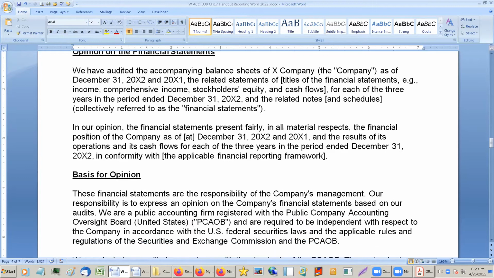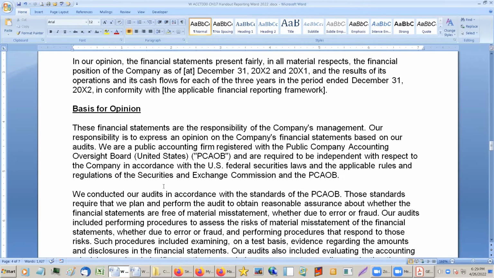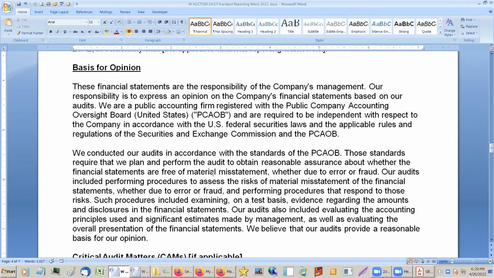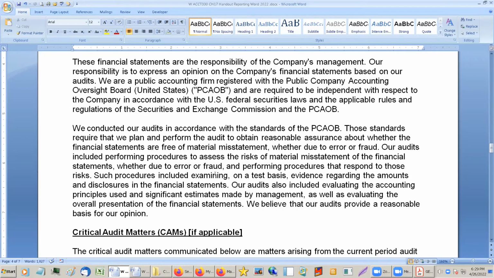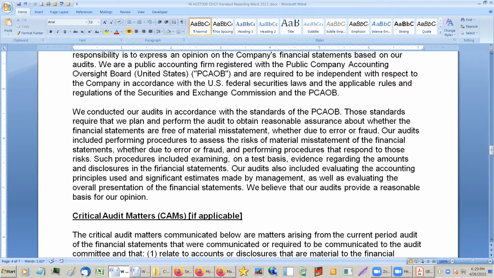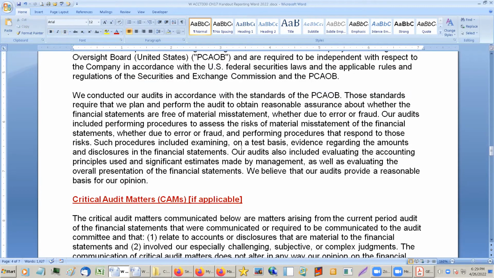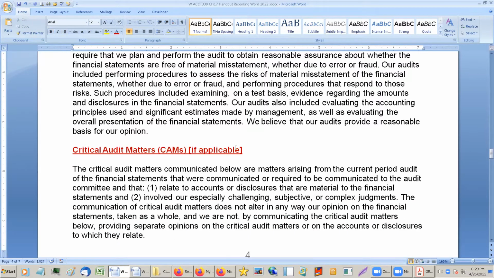Okay, kind of same thing we just did. A lot of the wording is very similar, and they have similar, the key audit matters. We have critical audit matters for PCAOB called CAMs. So this is kind of new. So key audit matters are for the AICPA. Critical audit matters are for the PCAOB reports.